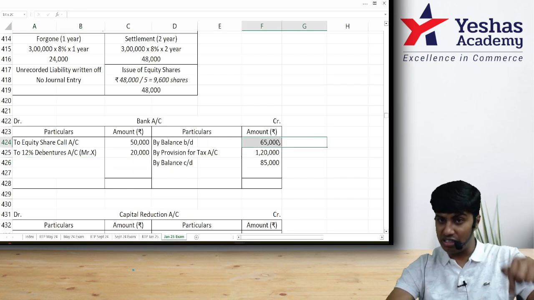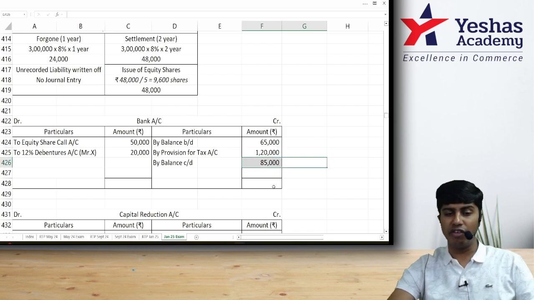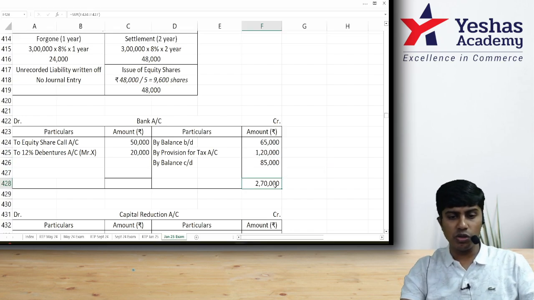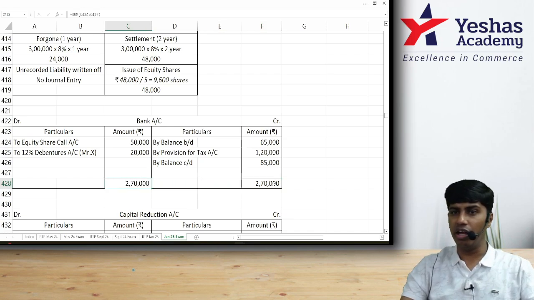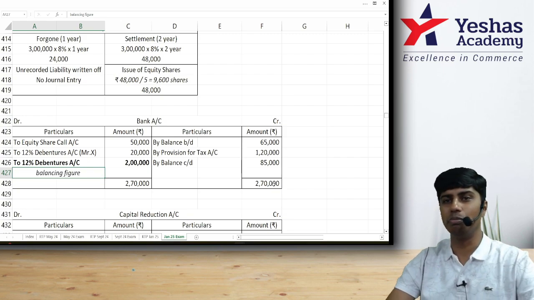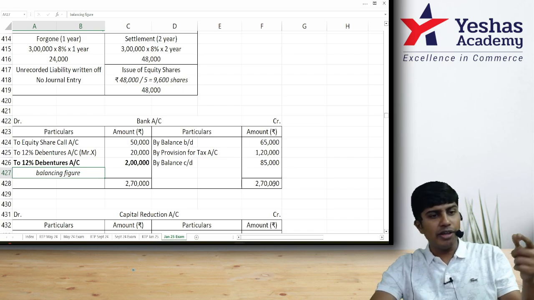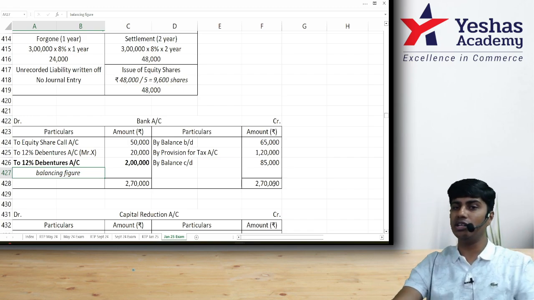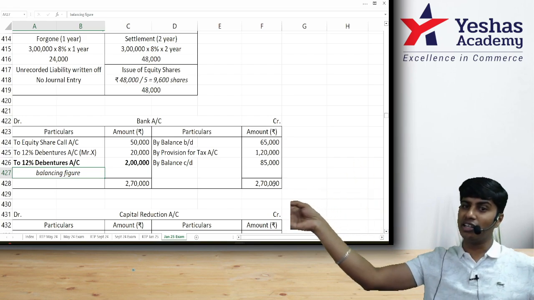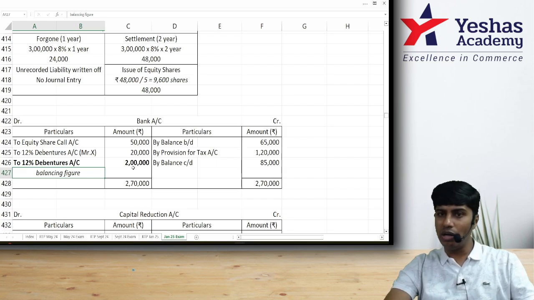I had minus 65,000 in my bank. I paid 1,20,000 and I have closing balance of 85. But I've received only 70,000 rupees in any other way. 2 lakh rupees worth of 12% debentures are issued by company. They've told you should issue sufficient number of debentures so as to maintain balance of 85,000 after paying bank overdraft and other current liabilities if there is any. That is provision for tax what I paid. Can I write 2 lakh rupees?